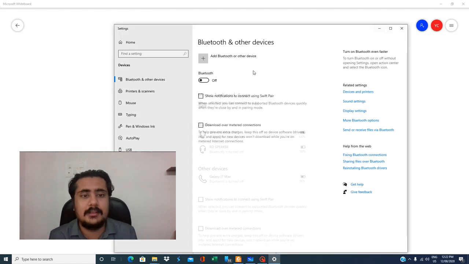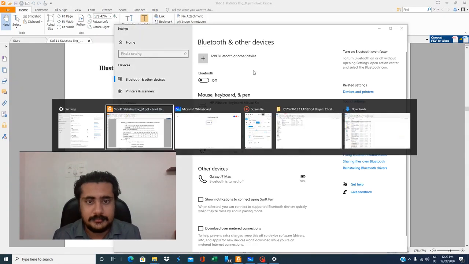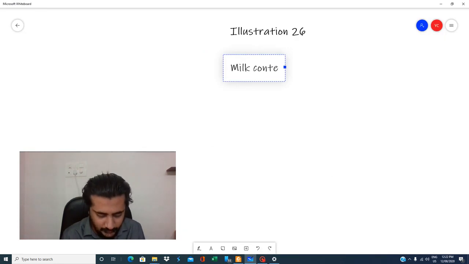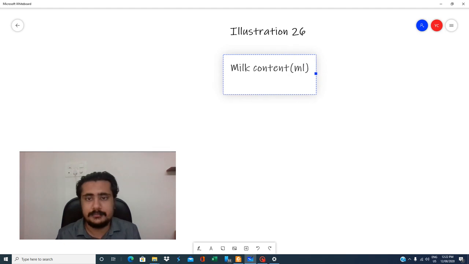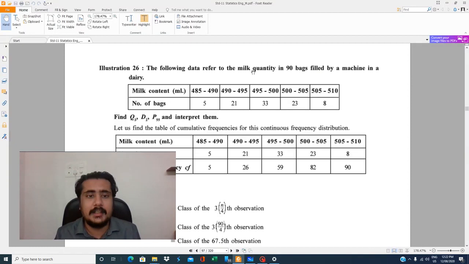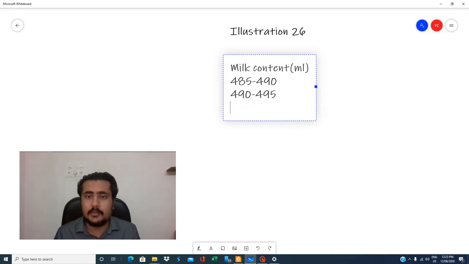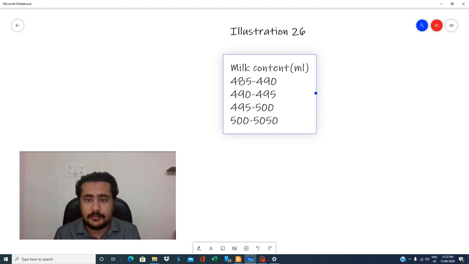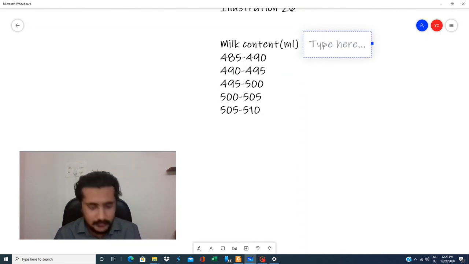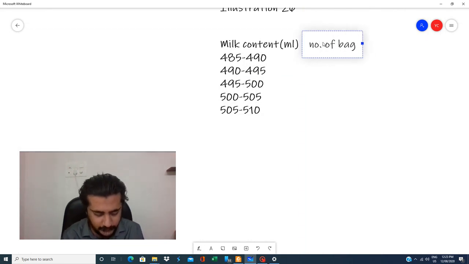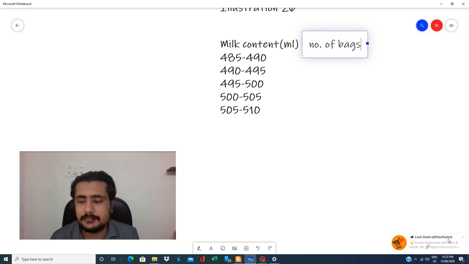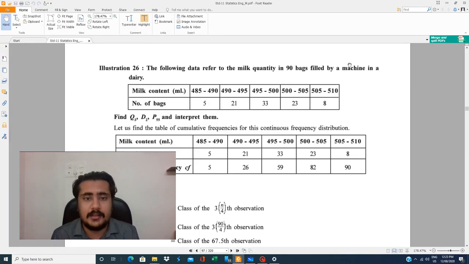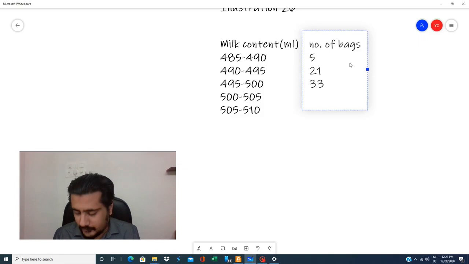So we'll be writing classes. Content in ml. The classes given are 485 to 490, 490 to 495, 495 to 500, 500 to 505, 505 to 510. Then the number of bags is your frequency. So the frequency is 5, 21, 33, 23, and 8.